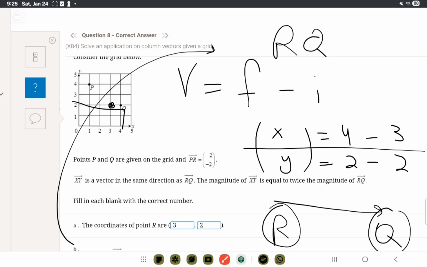So on my calculator, 4 minus 3, which is going to be 1. You can do this mentally. I have trust issues, okay? 1 and then 2 minus 2, 0. So it's going to be 1, 0.